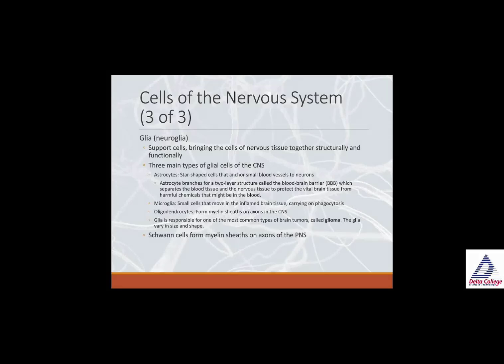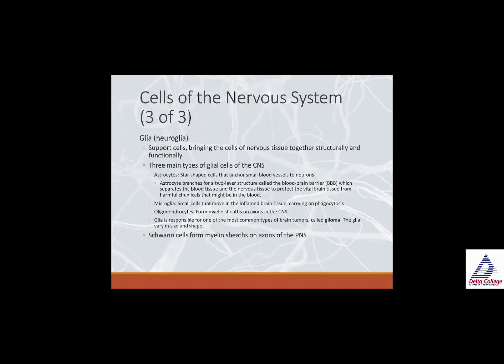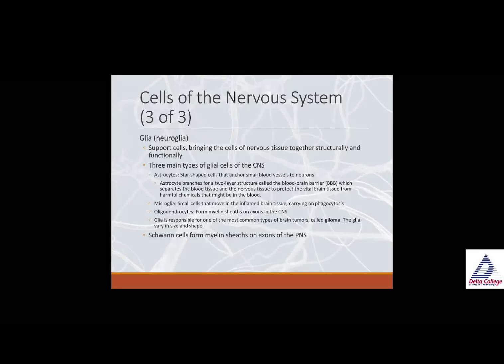Then you have glia, and glia is responsible for one of the most common types of brain tumors. What happens is something goes wrong and they start to overgrow. They become called a glioma. Okay, the glioma is the brain tumor. And again, gliomas are the most common type of brain tumors. And these glia that normally live in the brain, before they start to overgrow and become a tumor, can vary in size and shape. So remember, glia are normally there, but when they start to abnormally grow into tumors, then we call them a glioma.